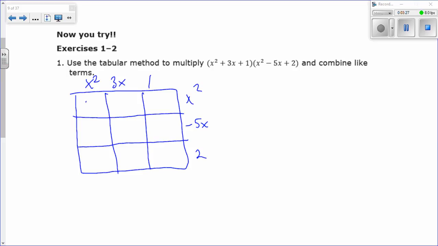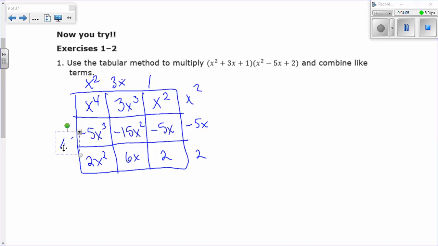So x squared times x squared is x to the 4th. X squared times 3x is 3x cubed, and then x squared times 1 is x squared. My next row is negative 5x times x squared, so it's negative 5x cubed. Here I will have 3x times negative 5x, so I will get negative 15x squared, and 1 times negative 5x is negative 5x. And then the last row is 2x squared, because it's 2 times x squared, 2 times 3x is 6x, and 2 times 1 is 2. So my like terms are on my diagonals.